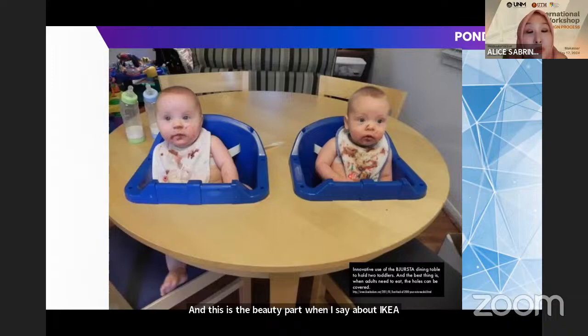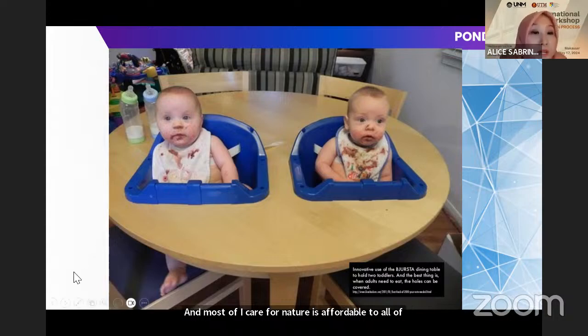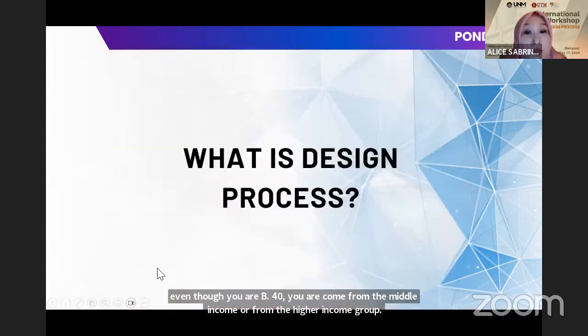designing furniture for beauty, for aesthetical values, for ornaments and things like that. But they also talk about the functional side of daily lives, the economy of buying and things like that. And most of IKEA furniture is affordable to all of us, even if you are B40, from the middle income or from the higher income group. And it suits all families, modern family living nowadays.